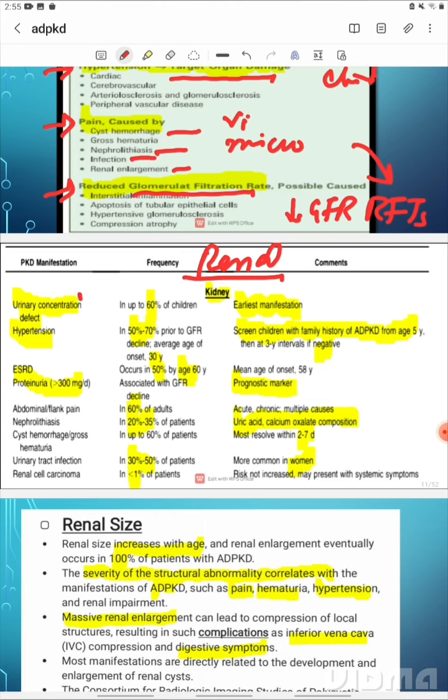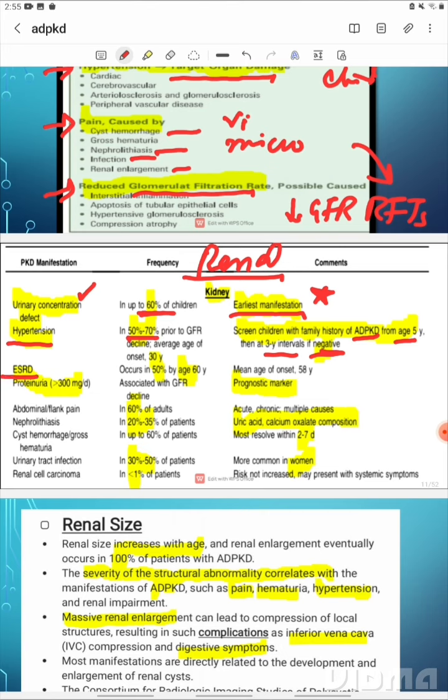As I told you, the concentrating defect is usually in children, about 60% of children, and it's the earliest manifestation in children. Hypertension is the presentation in 50 to 70%, and it presents prior to the decline in GFR. This can be an early pick in a patient who has hypertension, whether or not deranged renal function is present, but it should be taken into account. Screen the child with a family history of ADPKD from 5 years of age, and then at 3-year intervals if the child is negative for any kind of cyst in the kidney.